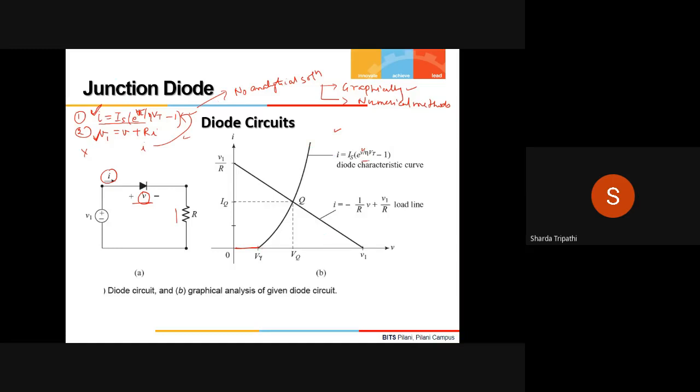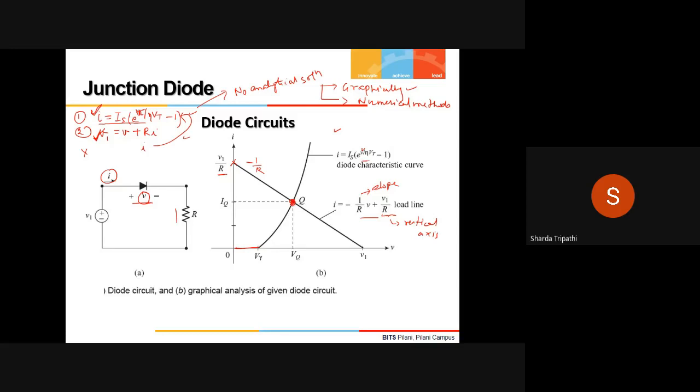Then the next thing is to plot this second equation. This second equation is actually the equation of a straight line, because if you rearrange this, you are going to get this equation wherein I is equal to minus 1 by R into V plus V1 by R. This is the equation of a straight line where minus 1 by R is the slope and this V1 by R is the intercept on the vertical axis. So this line is intercepting the vertical axis at V1 by R and this slope over here is minus 1 by R. And their point of intersection is this point.